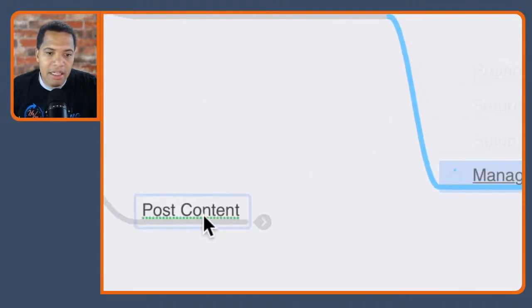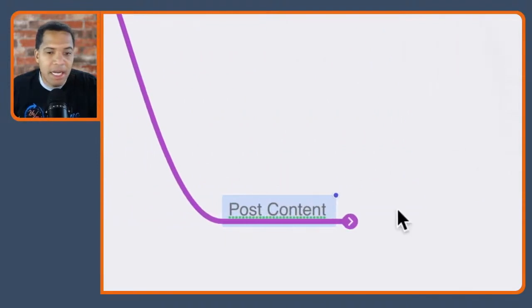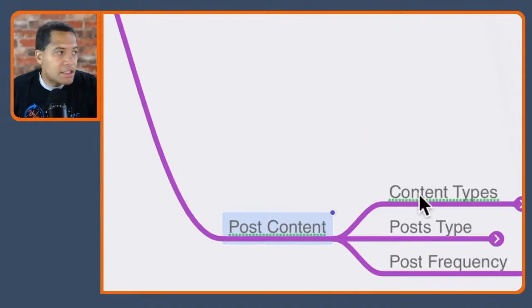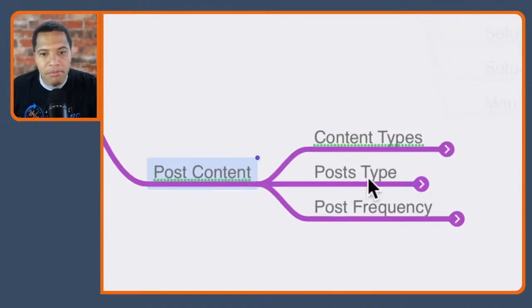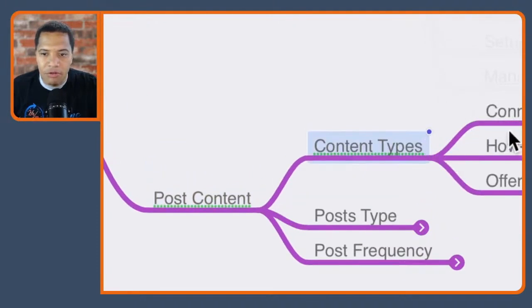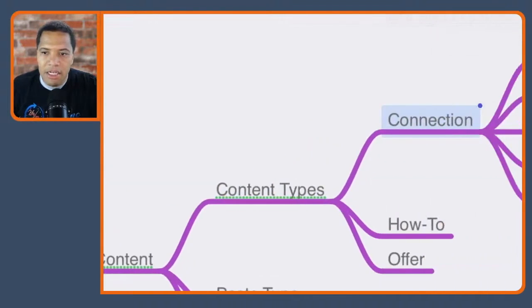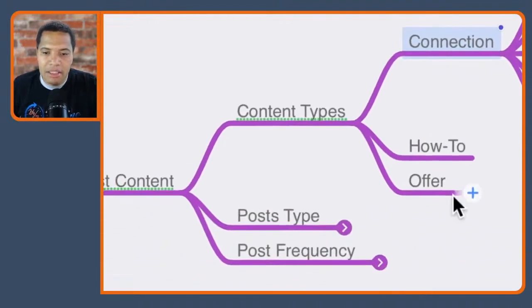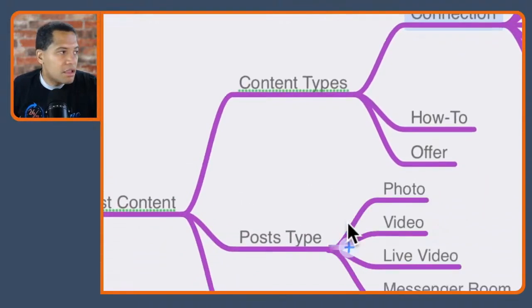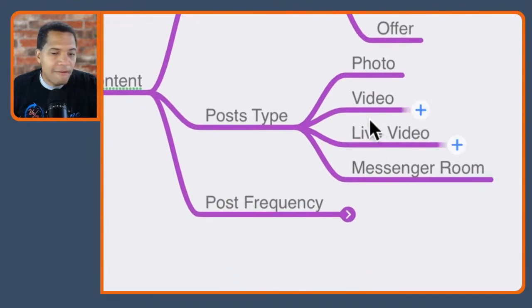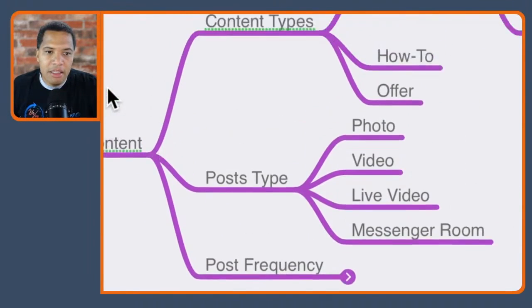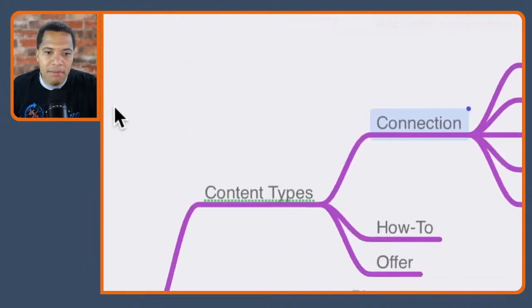Now, the last video tutorial I went through is posting content. I talked about the content types. I talked about the post type and the post frequency. I broke down there's 3 types of content: the connection, how to, and offer. I gave you examples of the different connection types of posts you can make or content you can make. I talked about the different types of post type. You got photo, video, live video, messenger room. It's all in the video tutorial series I provided for you.